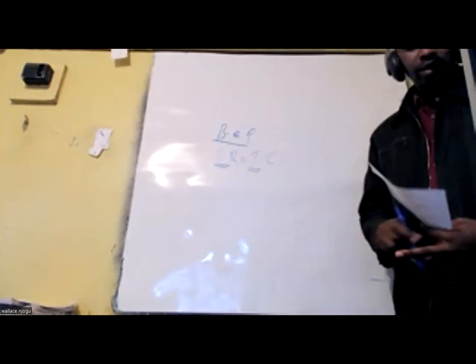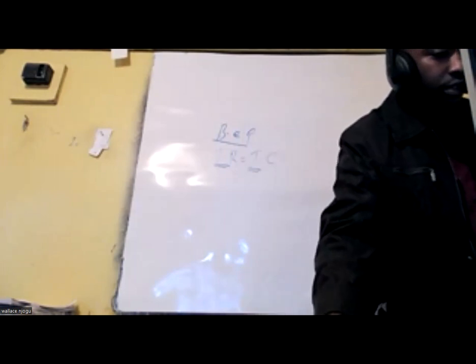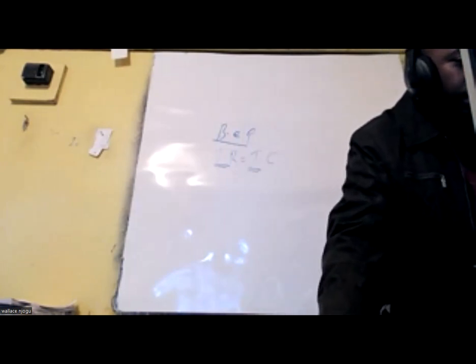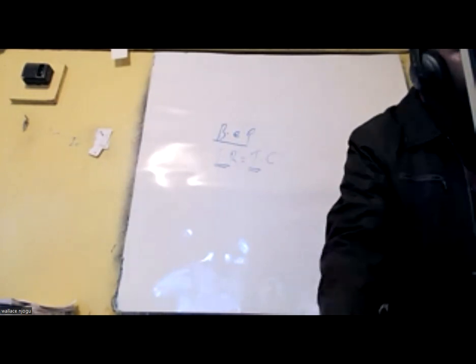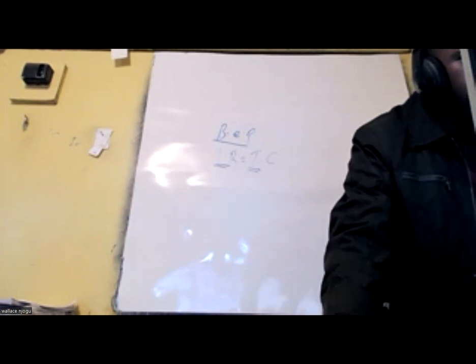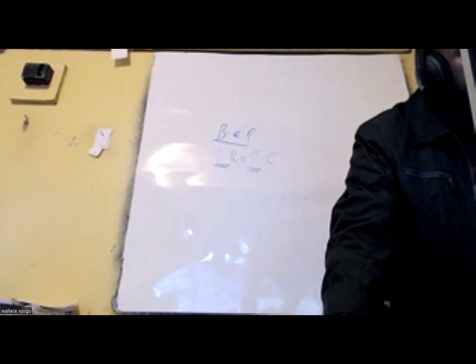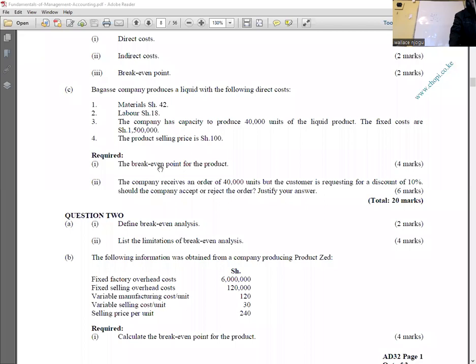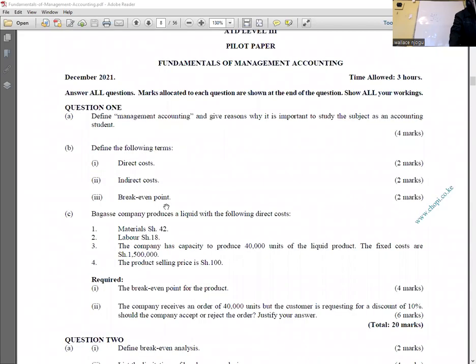And therefore, I want us to do an illustration. Let me share the paper with you. I want us to do the ATD level 3 pilot paper, December 2021. And we are going to do question number 1C. Do you hear the paper I'm sharing? It is ATD level 3 pilot paper, fundamentals of management accounting, December 2021, question 1C.